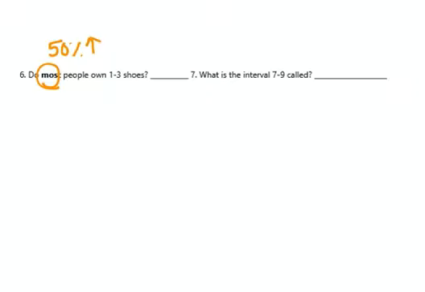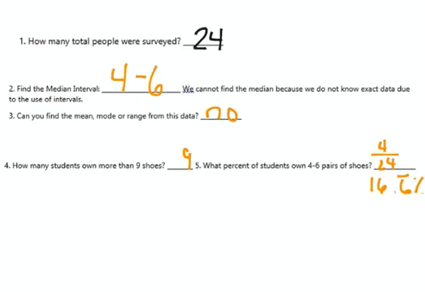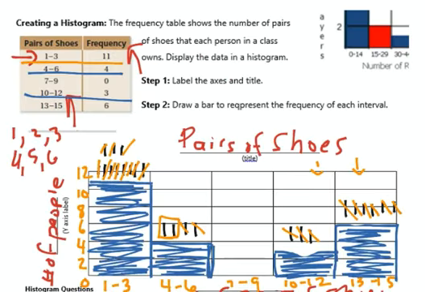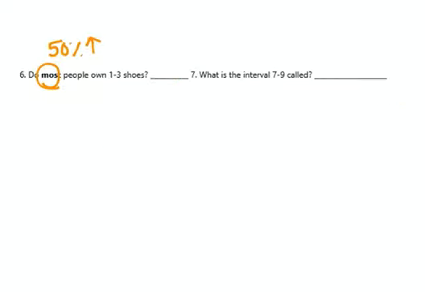Let's take a look at turning how many people own 1 to 3 shoes into a percentage. 11 people own 1 to 3 pairs of shoes. How many total people were there? Well, there were 24. So if you convert 11 over 24 into a decimal, it's going to give you 0.45. So 45%. Is that 50% or higher? Can I say that most people own 1 to 3 shoes? No, I cannot, because it's not 50% or higher.